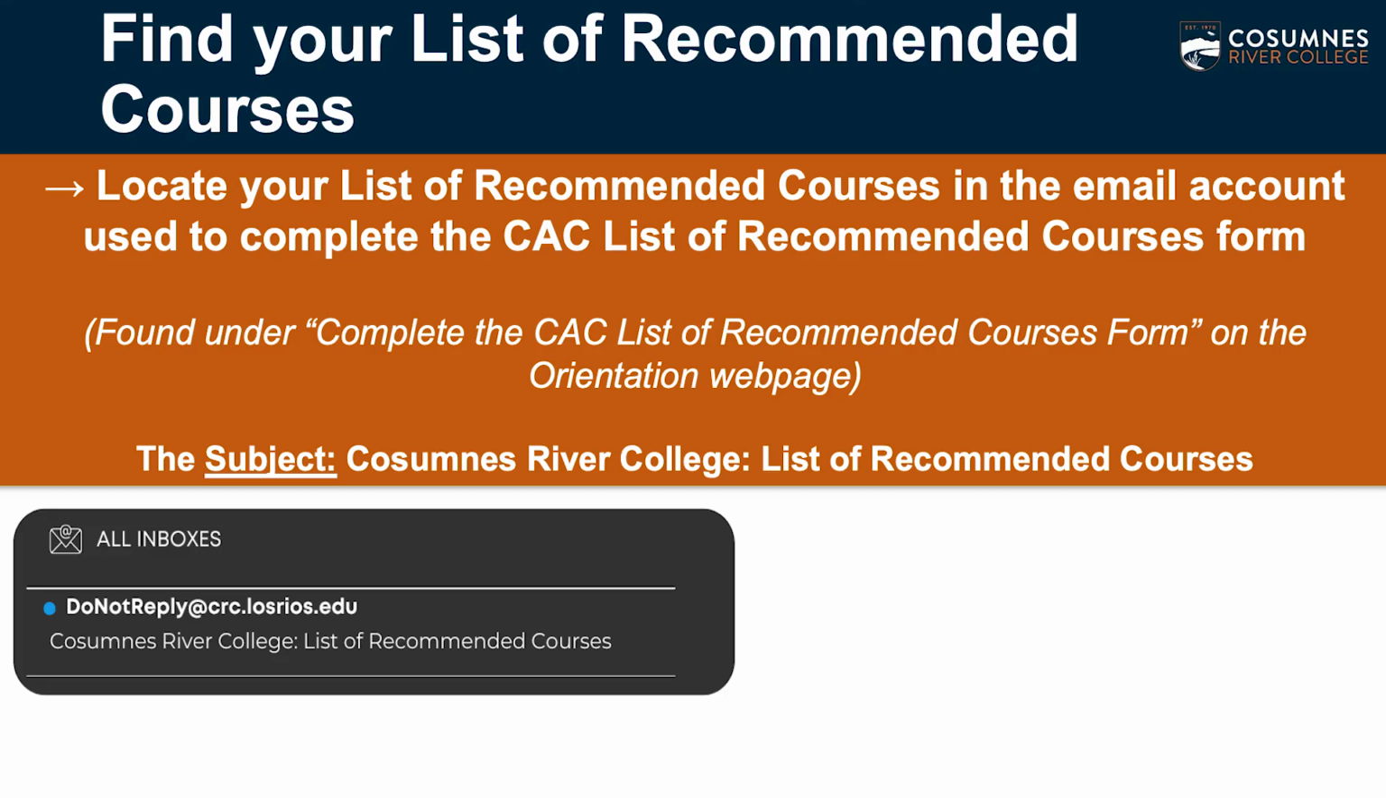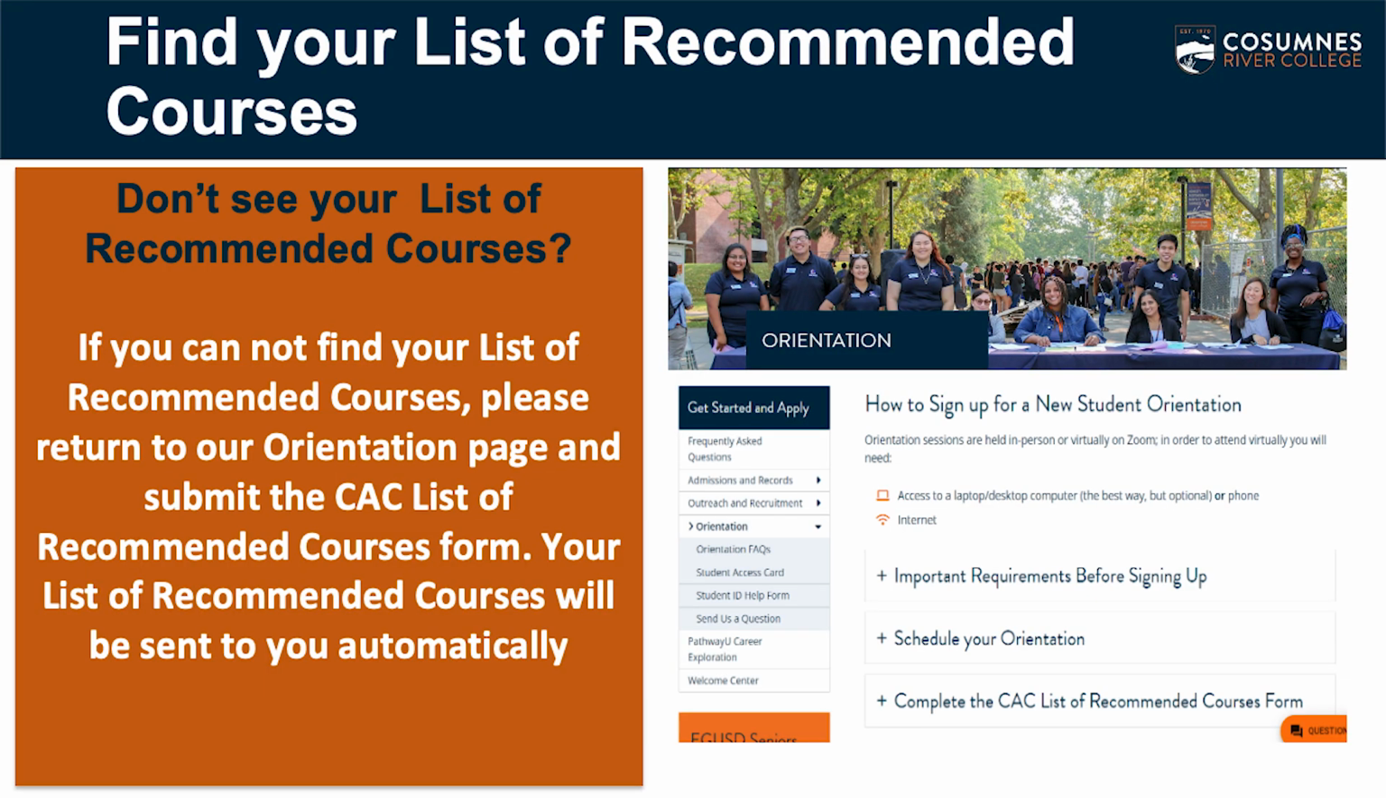Your list of recommended courses was sent to the email you used to complete the CAC List of Recommended Courses form on the orientation webpage. Please log into your personal email and download your list of recommended courses. If you cannot find your list of recommended courses, you can search your email account for an email with the subject line Cosumnes River College List of Recommended Courses, just like as shown on the screen here. If you still cannot find the document, you may return to the CRC Orientation webpage and select Complete the CAC List of Recommended Courses form. Once submitted, your list of recommended courses will be sent to you automatically.